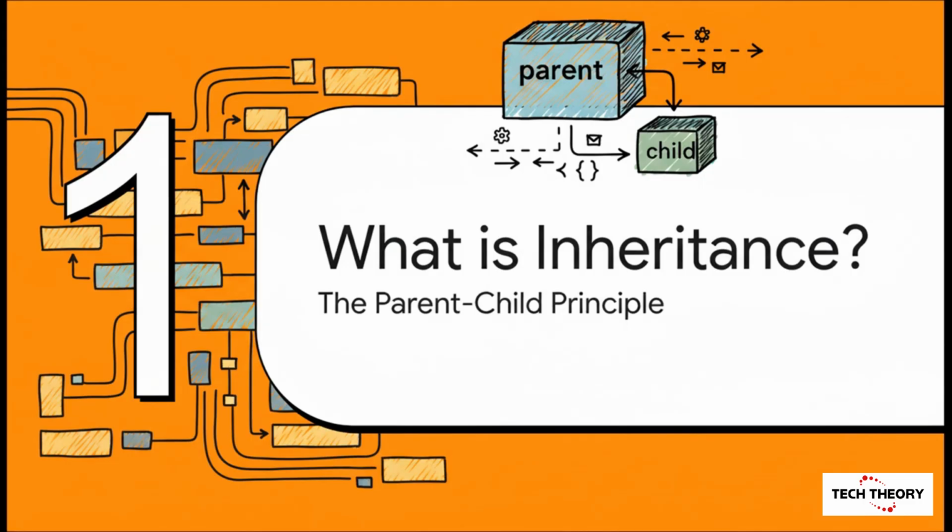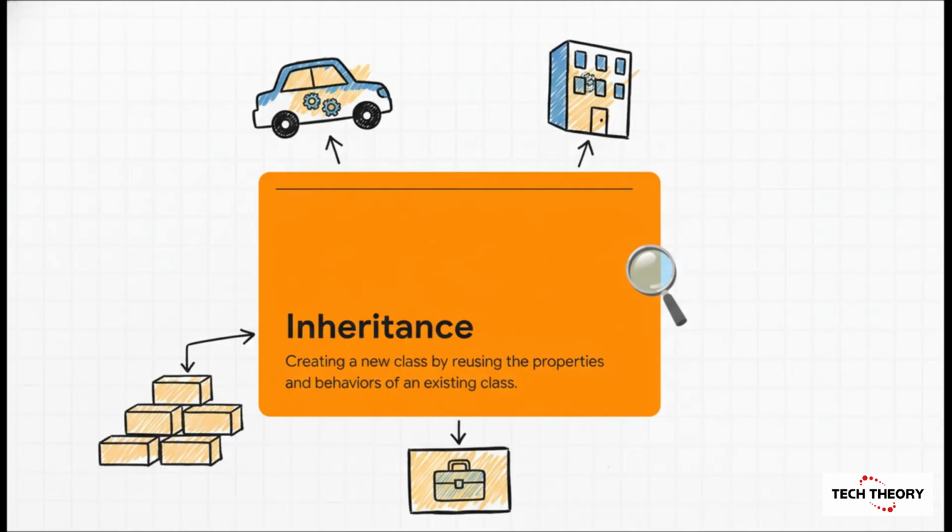Okay, so let's get down to brass tacks. What are we actually talking about when we say inheritance in code? Well, it all boils down to this really simple idea, the parent-child principle. At its absolute core, inheritance is just this. It's the process of creating a brand new class by grabbing and reusing all the properties and behaviors from a class that already exists. The big ideas here, the ones you really need to remember, are reusing and building on top of. It's the ultimate programmer's mantra of don't reinvent the wheel.